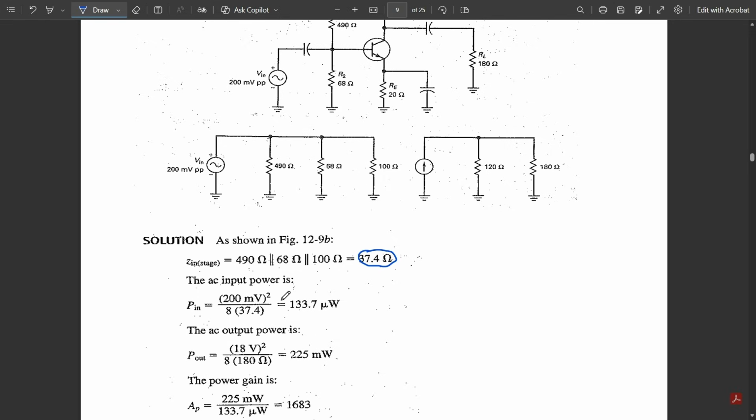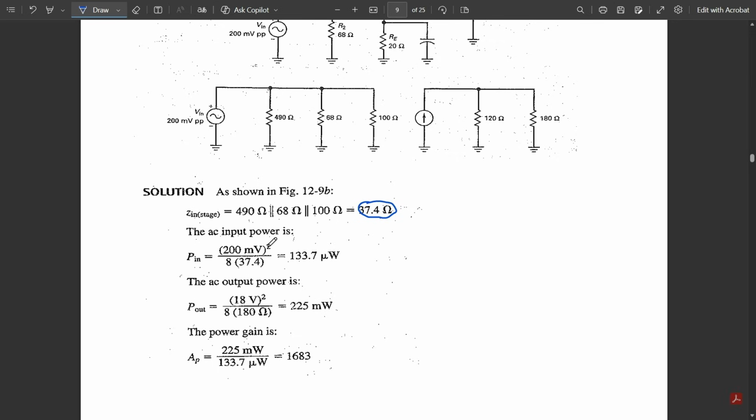Okay, now the AC input power. Input power is basically the peak to peak value, 200 millivolt, squared, divided by 8 times the load resistor. Or in this case, you need to be calculating the Z in stage. So 200 millivolt square divided by 8 into 37.4, you would be getting 133.7 microwatt.